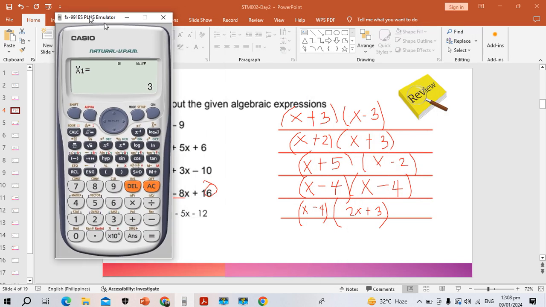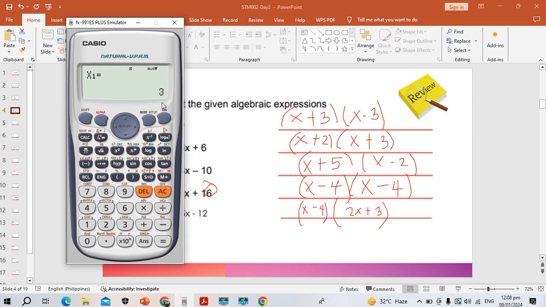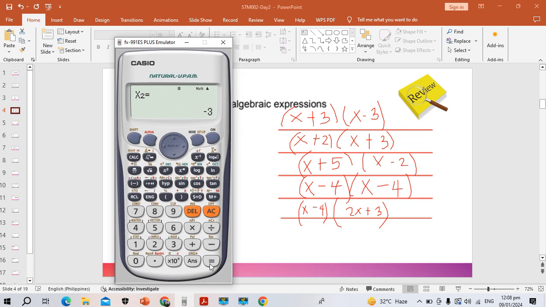Then the answer here, x sub 1, is 3. If the answer is 3, you need to get the opposite sign, because we equate it to 0. That's why 3 becomes negative 3, so the first factor is x minus 3, which is correct. Then the second one is negative 3. Get the opposite sign of negative 3, that is positive. That's why the answer of Raymart, x plus 3, x minus 3, is correct.